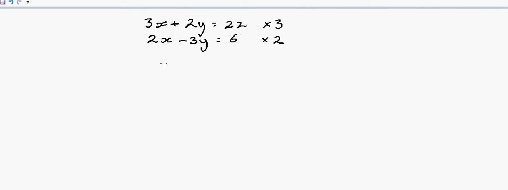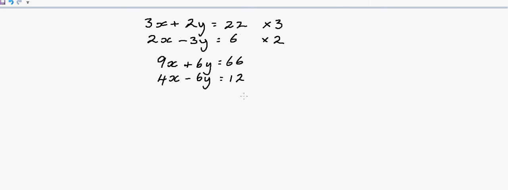So 3 times 6x is 18x. 3 times 2y is 6y. 3 times 22 is 66. Now at the bottom, 2 times 2x is 4x. 2 times 3y is 6y. And 2 times 6 is 12.